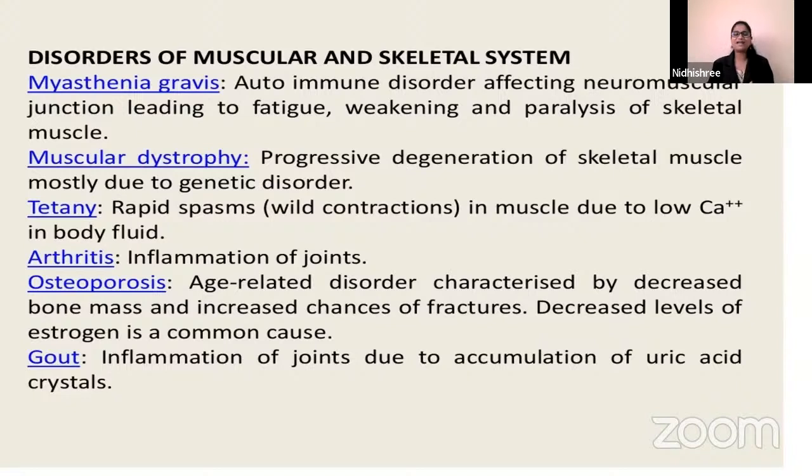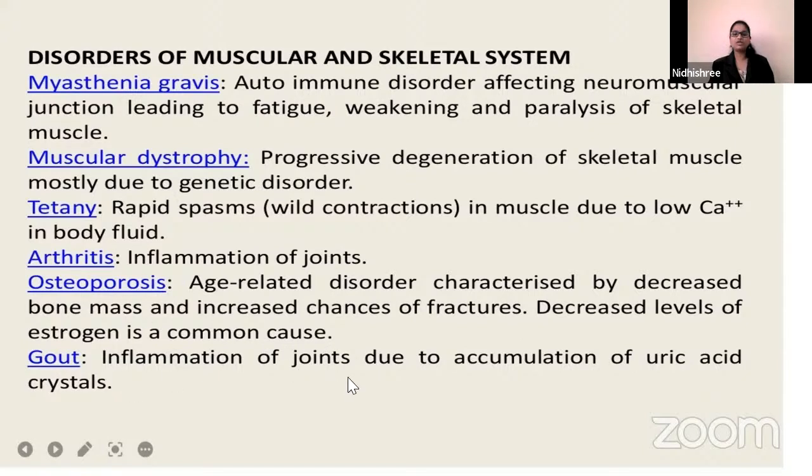Osteoporosis, an age-related disorder characterized by decrease in bone mass and increased chances of fractures. As age increases, leg pain keeps happening, and pain in the joints keeps coming. Why osteoporosis? Osteo means bone, and porosis means becoming hollow or porous. The bone does not have as much strength as it should have. Okay, then decreased levels of estrogen is a common cause for osteoporosis.